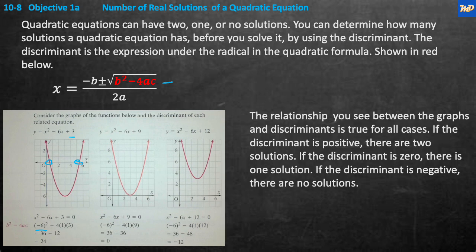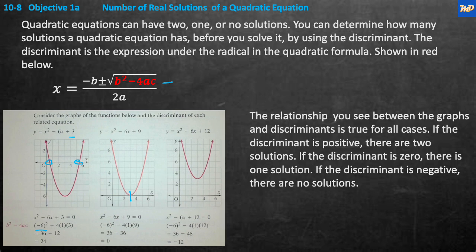If you fill in the discriminant, you're going to get, again, minus 6 squared, which is 36, and you're going to get minus 4 times 9 is 36. 36 minus 36 is 0. It says you're only going to have one solution. Well, looking at the graph, you see that this quadratic only touches the x-axis in one spot. One solution. It touches it right there at 3. That's a solution.